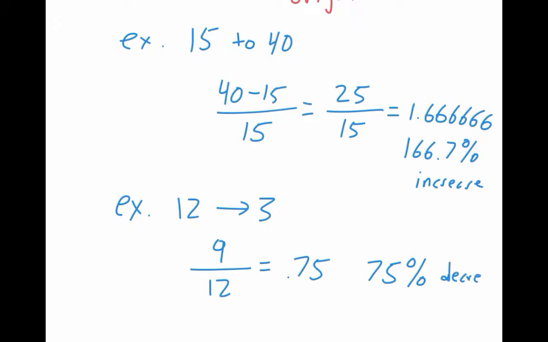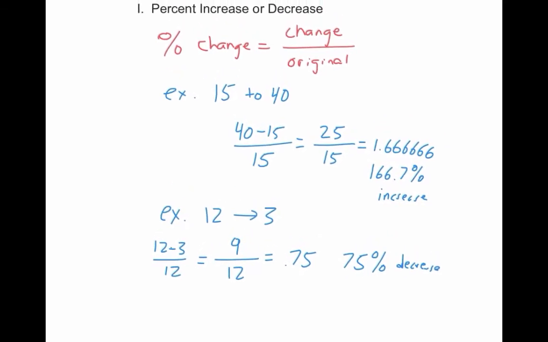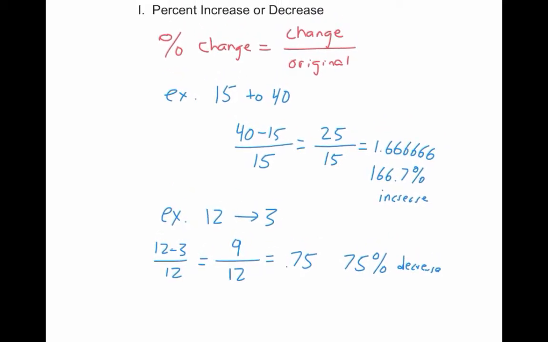Wait, for the first one, why do you do 40 minus 15 over? The second one maybe would have been more clear if I would have done the 12 minus 3, because we're trying to figure out what's the change, by how much does it go up or down, and divide that by the original. Is that a little more clear seeing it that way? So you're always trying to figure out what's the difference between those numbers. The change is going to be the difference.